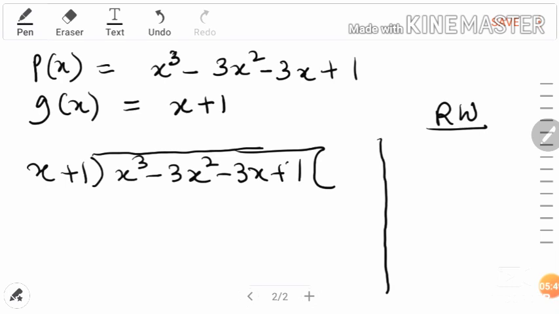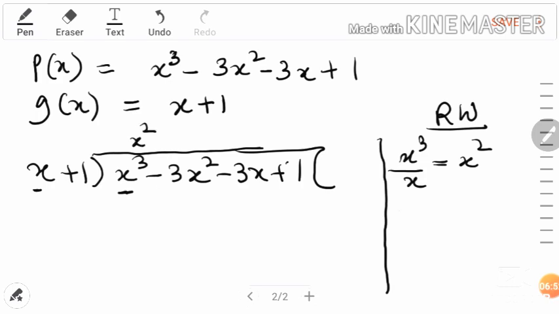We will draw a rough column. Now we start finding the terms of the quotient. To find the first term, we take the first term of the dividend and divide it by the first term of the divisor in our rough column. By first term, we mean the term with the highest power in the dividend and also in the divisor. So we get x square. So x square is the first term of the quotient.